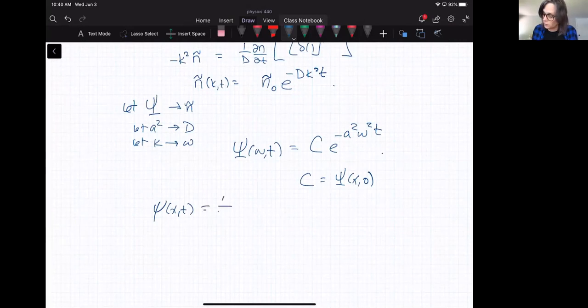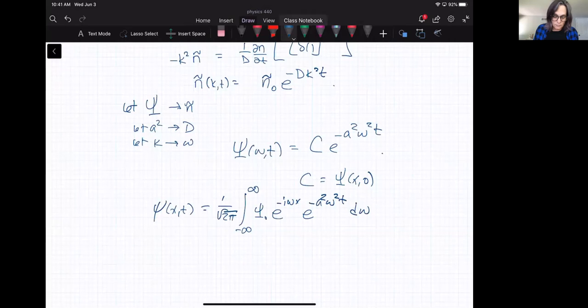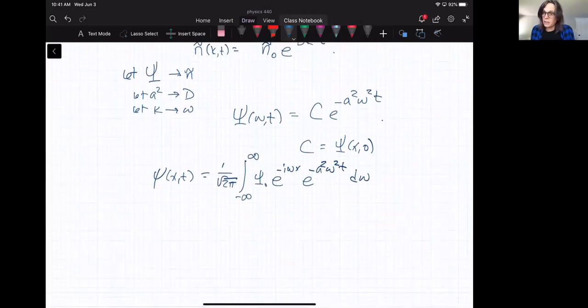So that's 1 over the square root of 2 pi times the integral from minus infinity to infinity of this, call it psi 0, e to the minus i omega x, e to the minus a squared omega squared t d omega. And c of omega is essentially our initial function. We need to complete the square like we did last time.